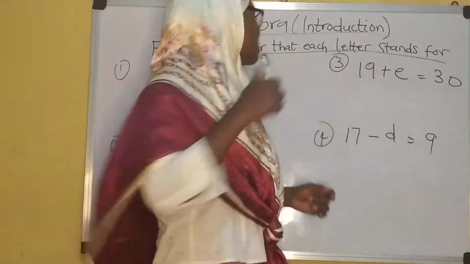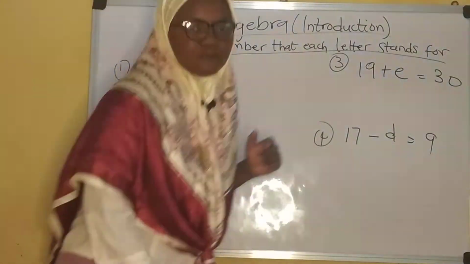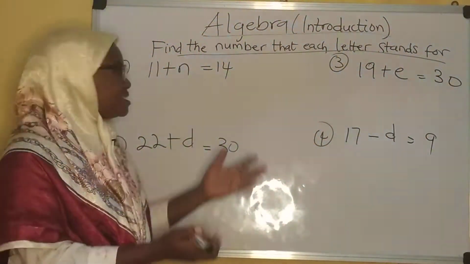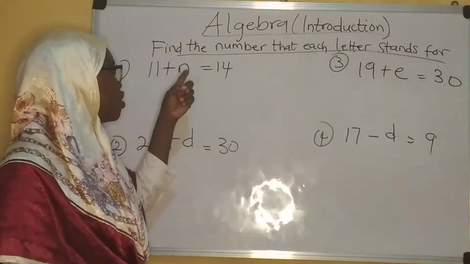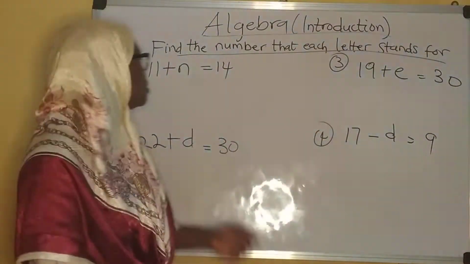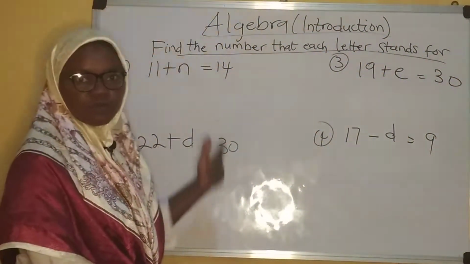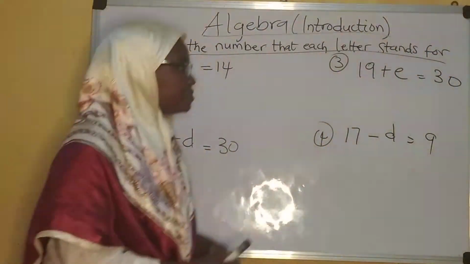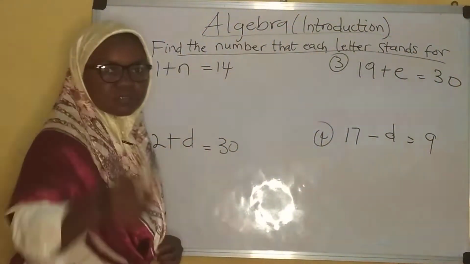As we delve into this, now let's look at the first example. The first example is 11 plus n equals 14. So basically, what do we want to do? We want to find the value of n. So I have 11 plus n equals 14, and I need to compute or calculate the value of what? n. So from this case, this is what I'm going to do.